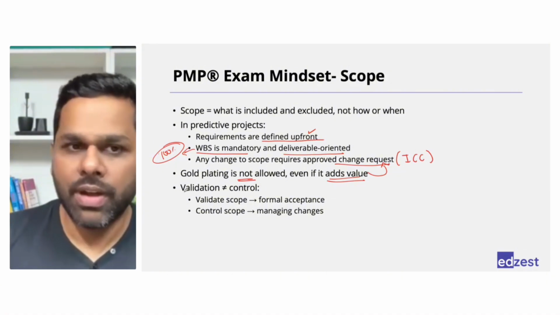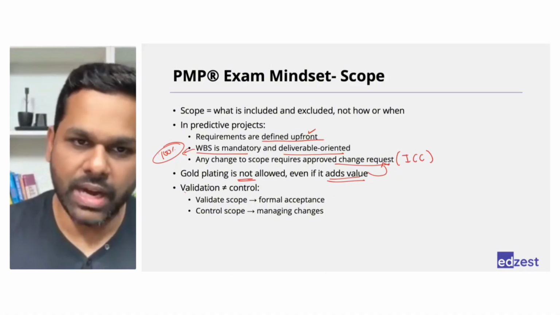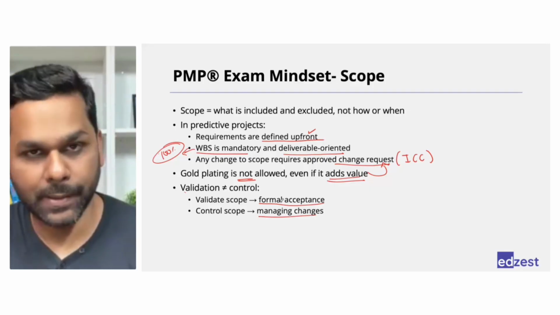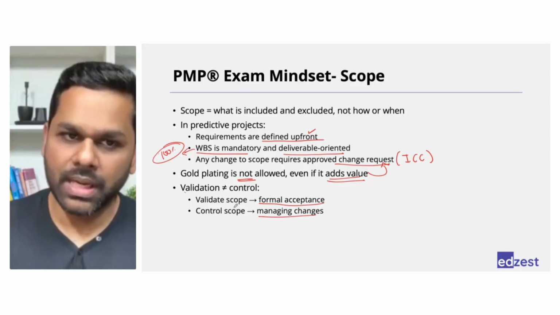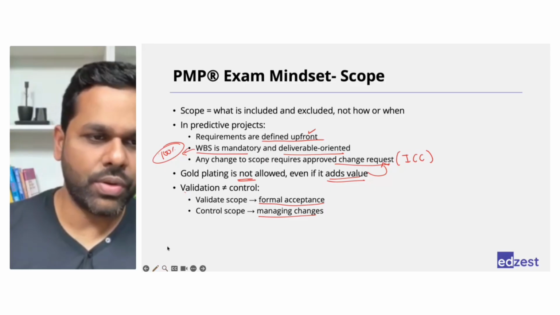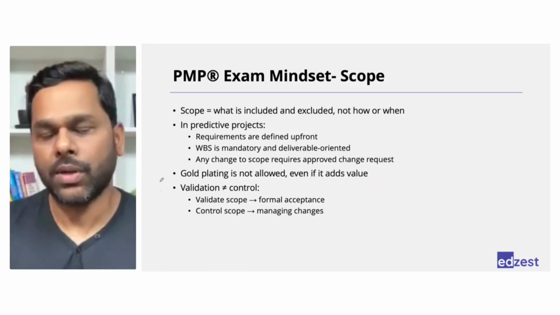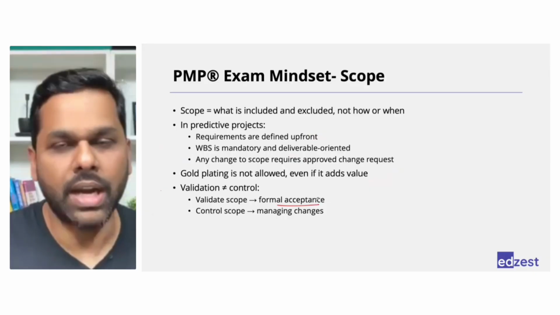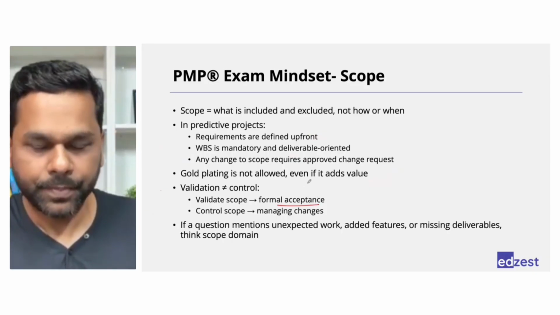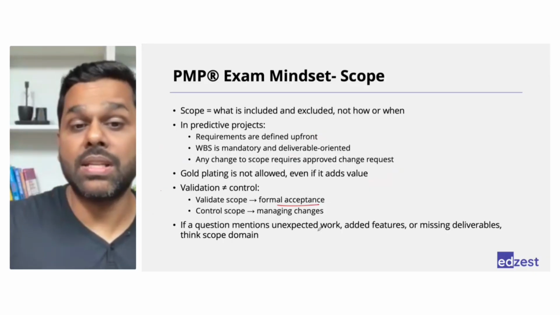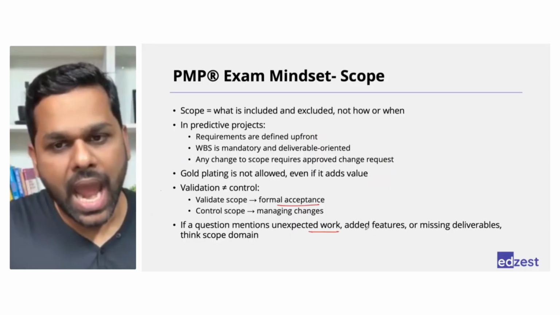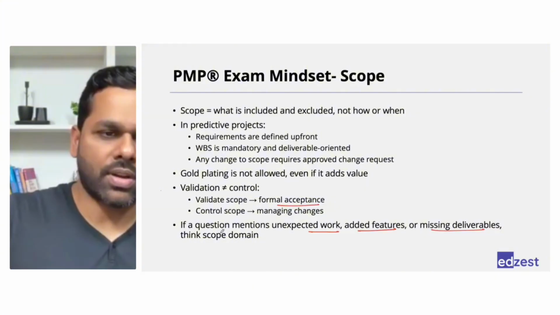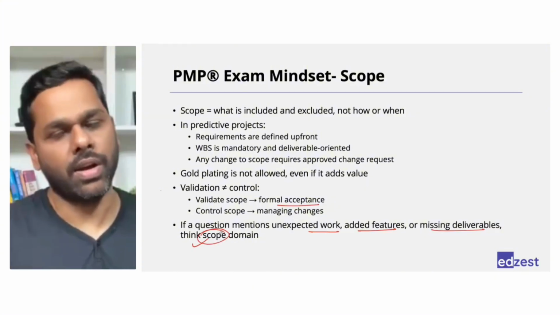Right? Also, validation is not control, as we have discussed. Validation means going for formal acceptance. Control means managing changes. Right? We have discussed it multiple times. Keep this in mind. Don't get confused that we are validating the document. We are validating the work that has been completed because we want to get formal acceptance. Right? Now, if a question mentions unexpected work, added features, missing deliverables, think that they are talking about scope and handle it accordingly.